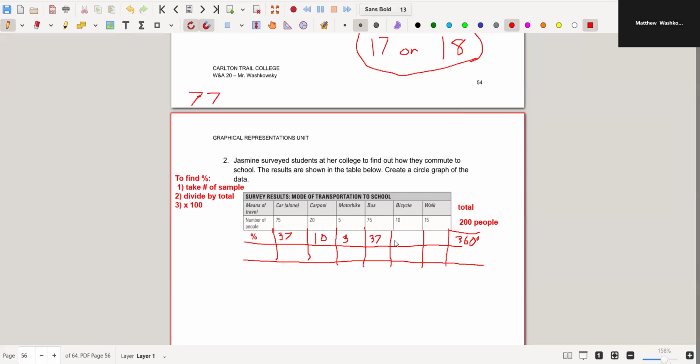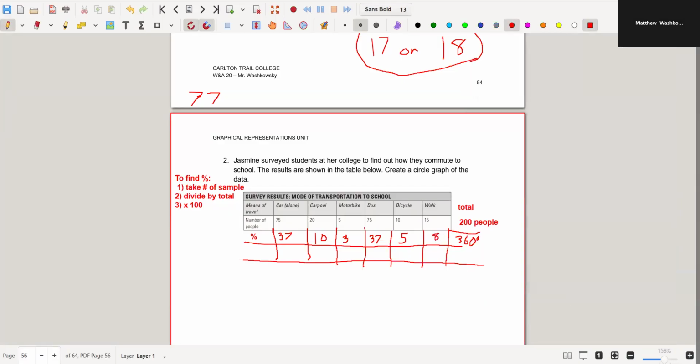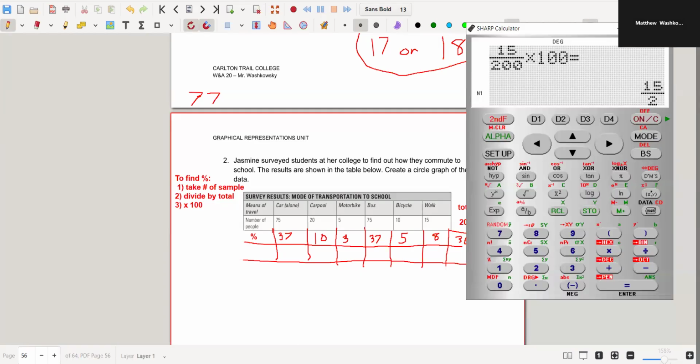Now for this one here, for a bicycle, 10. So that's half of this, which is 5%. Now 15 over, sorry, space divided by 200 people times 100. 7.5. I rounded this one down. I'm going to round this one up to 8%. So before I continue, let's make sure this adds up to 360, right?